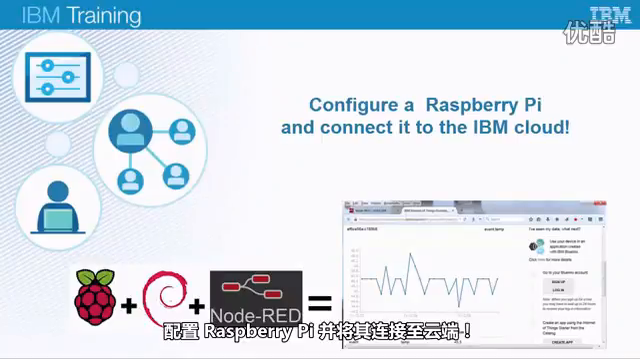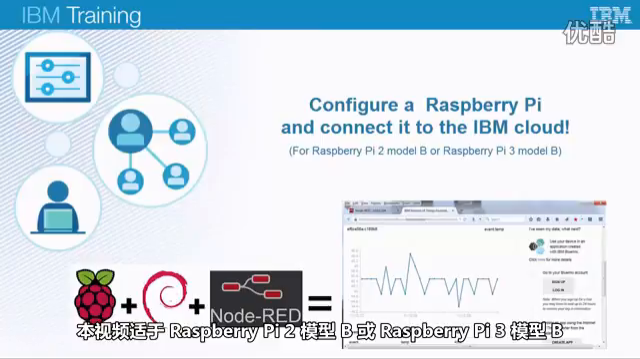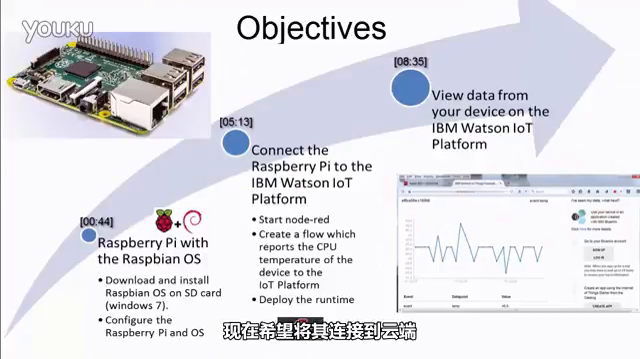Configure a Raspberry Pi and connect it to the IBM Cloud. This video works for Raspberry Pi 2 Model B or Raspberry Pi 3 Model B. You just received your Raspberry Pi and you want to connect it to the cloud.